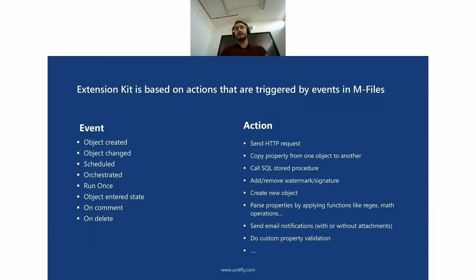So what we have supported in the extension kit is literally every event that you would like to react on in the mFiles. Object created, object changed, object entered specific state, object left state, when someone writes a comment, when someone deletes the object. Based on those actions, you would like to do some kind of functionality on the server side. So for example, if an object enters the state, you would like to send an HTTP request to send a document for digital signing. That is a case that you can achieve with the extension kit.